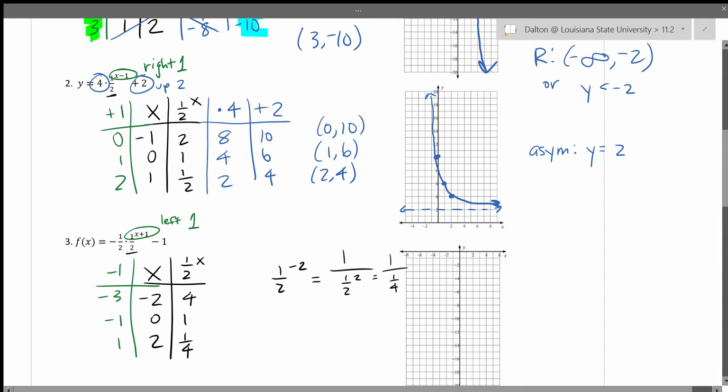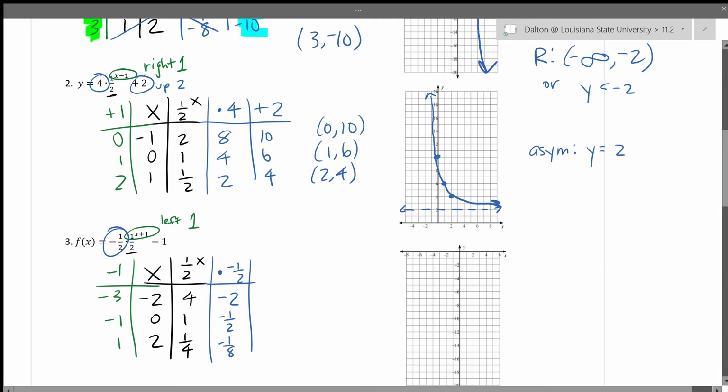Then we're going to take care of times a in our next column, which will be times -1/2. So 4 times -1/2 is -2. 1 times -1/2 is -1/2. 1/4 times -1/2 is -1/8. And then the very last step is plus k. In this case, it's -1.